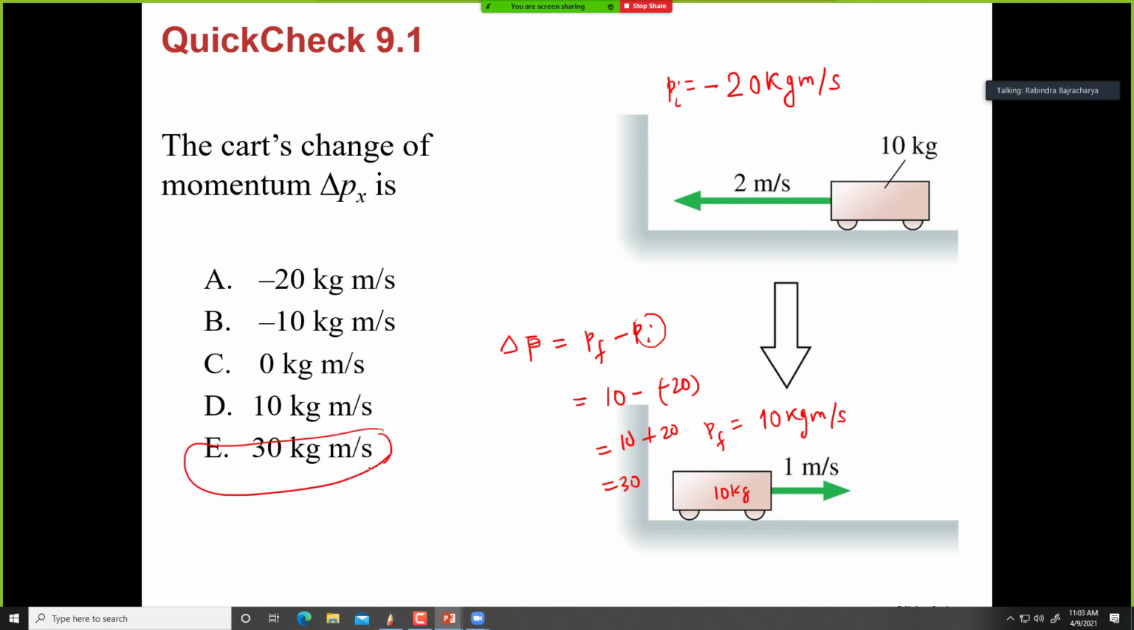I don't know why it's not responsive. Okay. Yeah, this tab and pen doesn't like the PowerPoint. Okay. So that's right, 30.